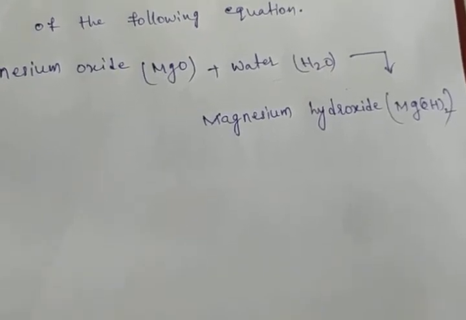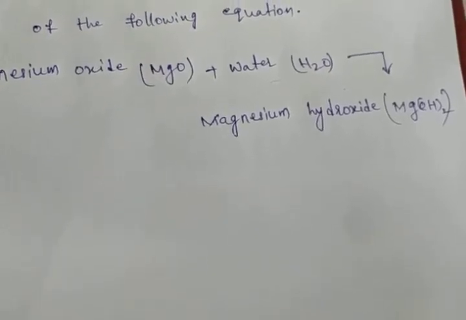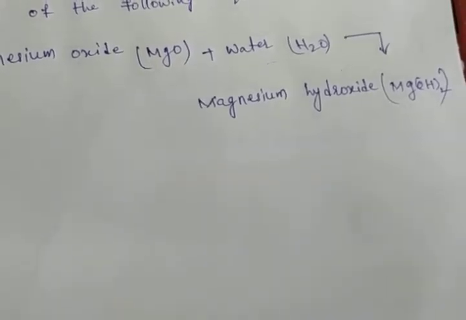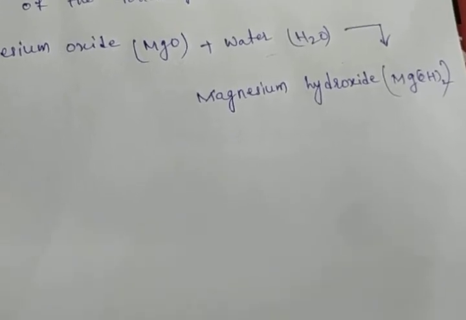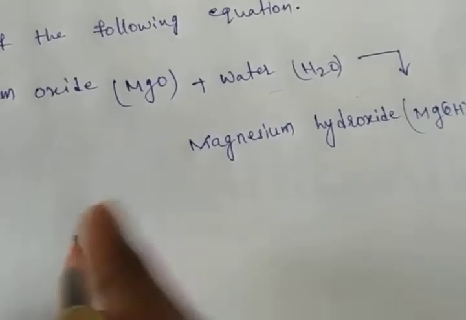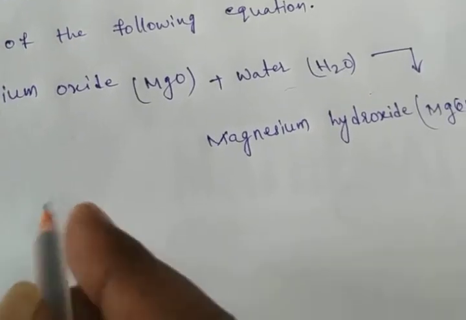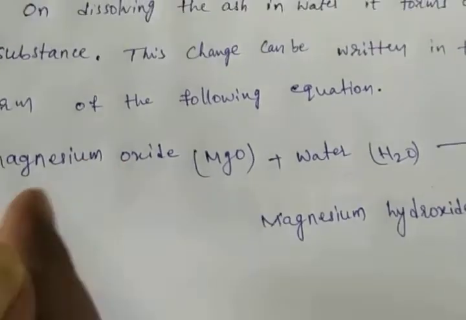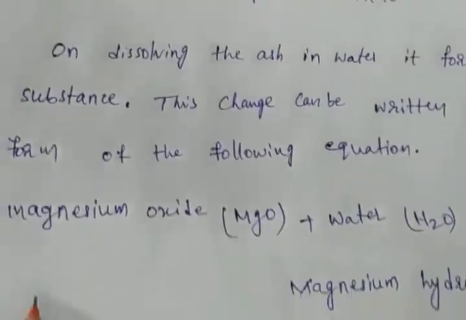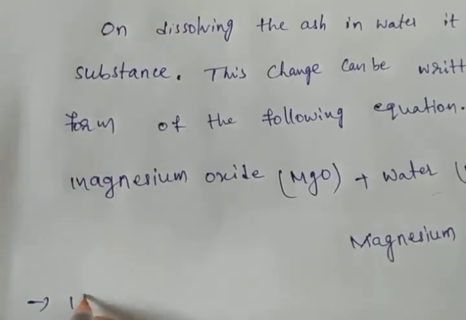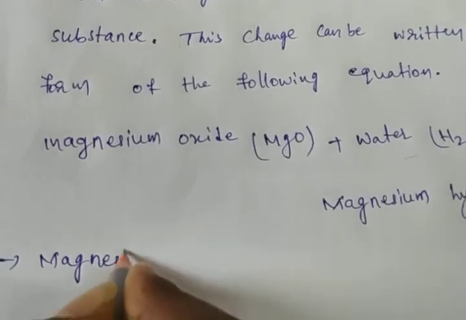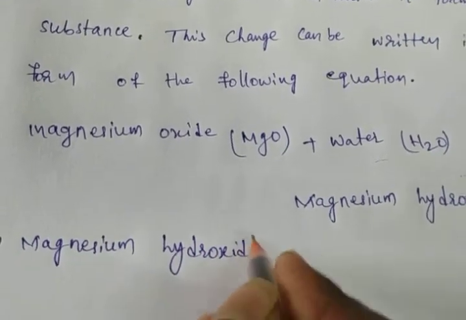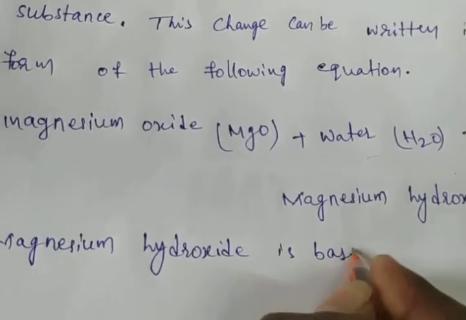So magnesium oxide is a new substance formed on burning of magnesium. Magnesium hydroxide is another new substance formed by mixing magnesium oxide with water. Here magnesium hydroxide is a base. So here magnesium hydroxide is a base.